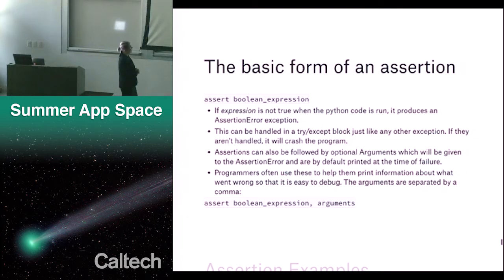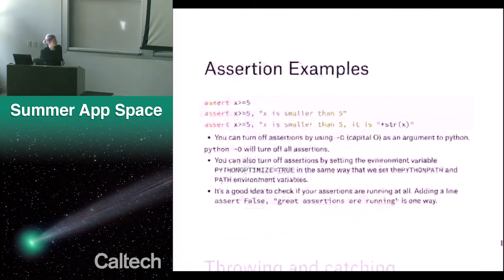Assertions can also be followed by optional arguments, which will be given to the assertion error and are by default printed at the time of failure. So programmers often use these to help them print information about what went wrong so that it is easy to debug. The arguments are separated by a comma. This will probably be a little more clear when I give these examples. So here, if I have some variable x and say it's set to 6, I could have an assert statement that says assert x is greater than or equal to 5.